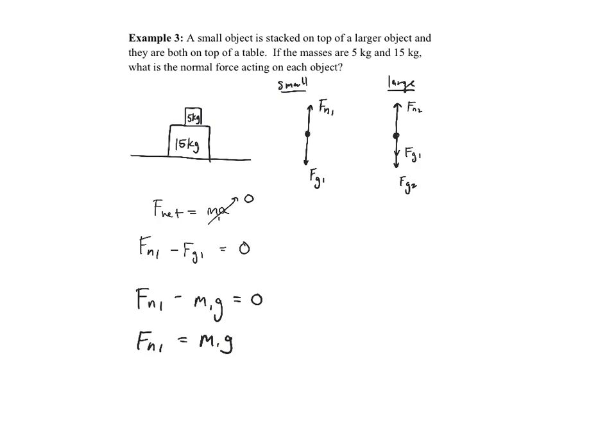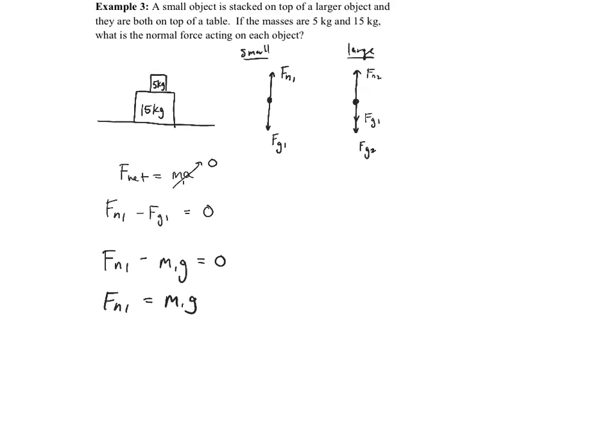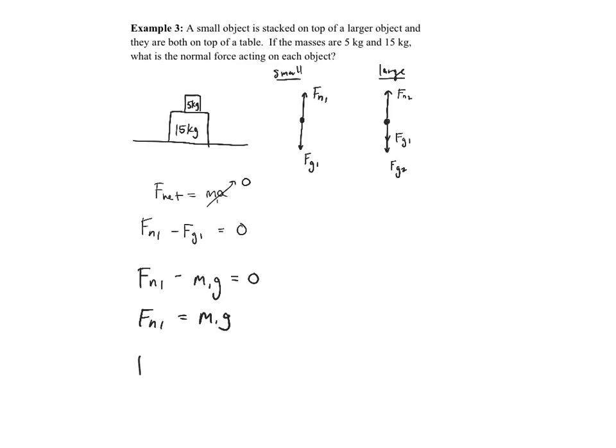Now we plug in numbers. 5 times 9.8, 40 something, right? 49. Fn1 is 49 newtons. Okay, 5 times 9.8 is what that number is, because M1 was 5, the smaller object.